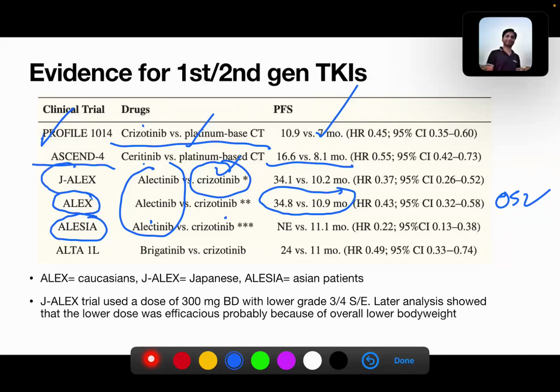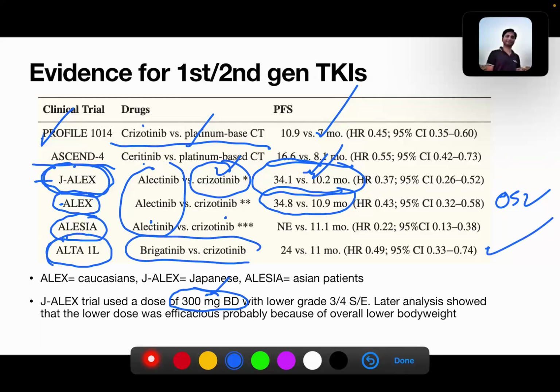Then you had an interesting trial called the JLX trial, which was only in Japanese patients, right? And that used a lower dose, 300 mg BD, but still you had a similar PFS benefit as seen with the Alex trial in North American patients. So possibly a lower dose did work in that particular ethnicity, which led to similar results. Although we currently still give 600 mg BD, this JLX trial used a lower dose but still produced similar results. Then, of course, you have the Alta 1 trial, which compared brigatinib with crizotinib, and also showed a PFS benefit.